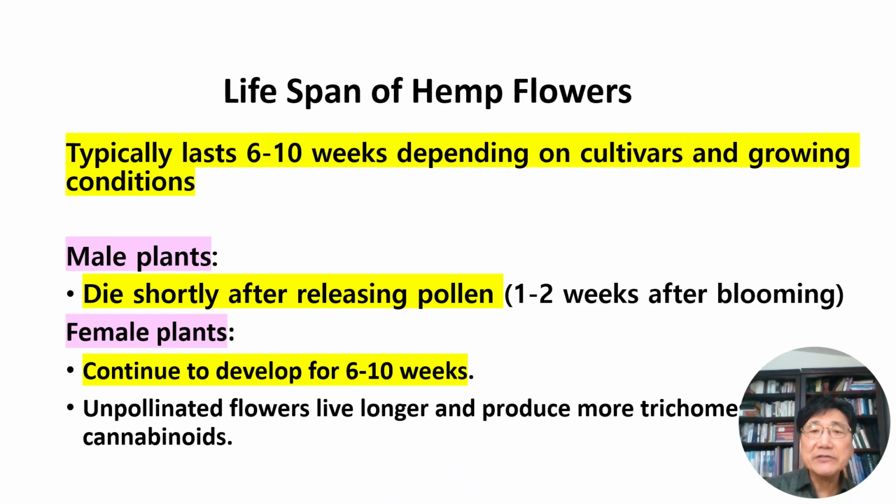The lifespan of hemp flowers from the beginning of flowering to harvest typically lasts 6 to 10 weeks, depending on varieties or cultivars and growing conditions. Male flowers die shortly after releasing pollen, maybe 1 to 2 weeks after blooming. However, female plants continue to develop for 6 to 10 weeks. Unpollinated flowers live longer and produce more trichomes and cannabinoids.